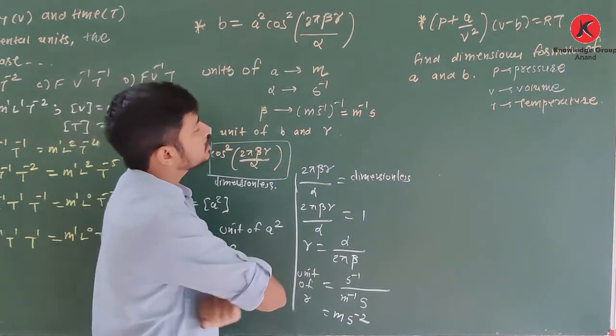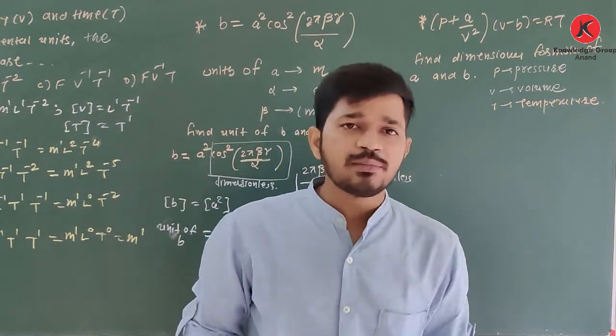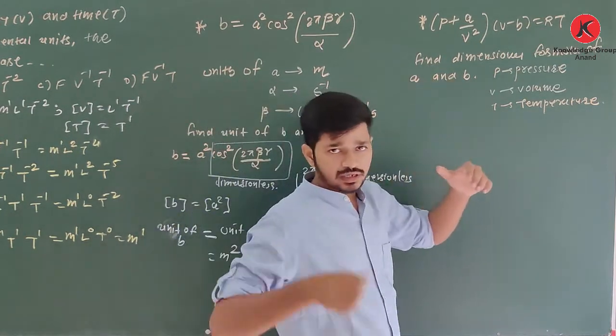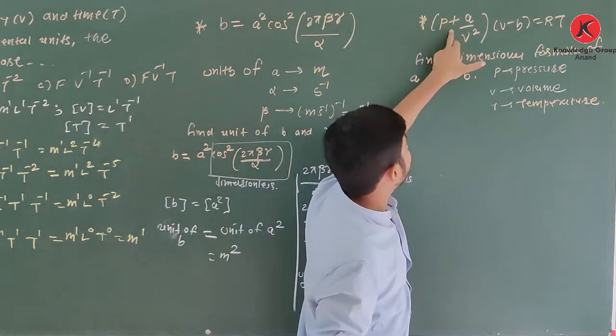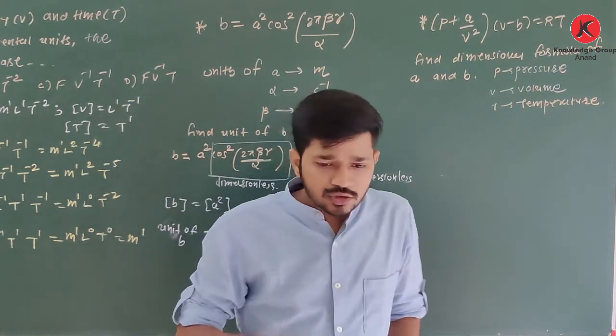See, yes, you do not have to simplify this equation. Why? We have to find the dimensions of a and b. So first of all, identify where is a and where is b. Here it is a, p plus a upon v square, and here it is v minus b. Yes, we know that.